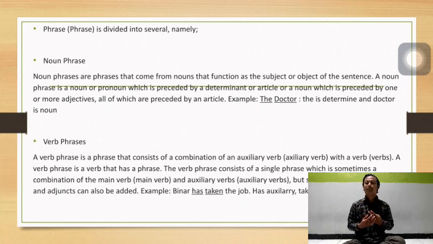Next is verb phrase. A verb phrase is a phrase that consists of a combination of an auxiliary verb with a verb. A verb phrase is a verb that has a phrase consisting of a single phrase which is sometimes a combination of the main verb or auxiliary verb, but specifier, complement and adjuncts can also be added. Example: Binar has taken the job. Has is the auxiliary and taken is verb.